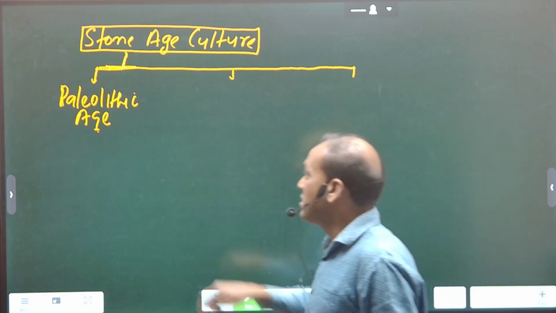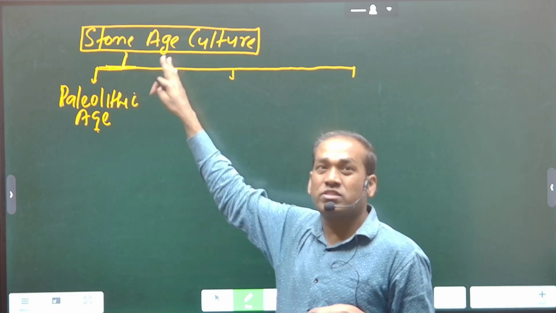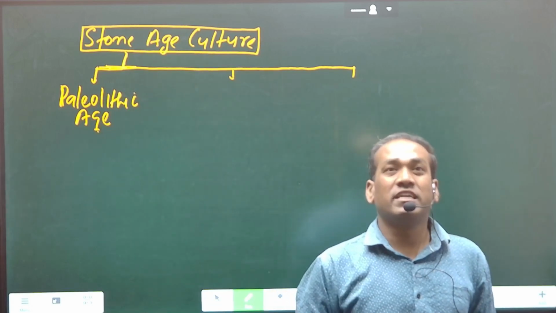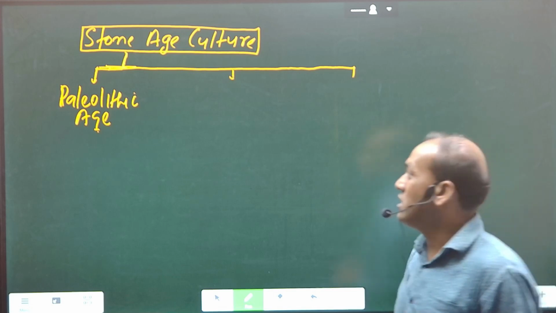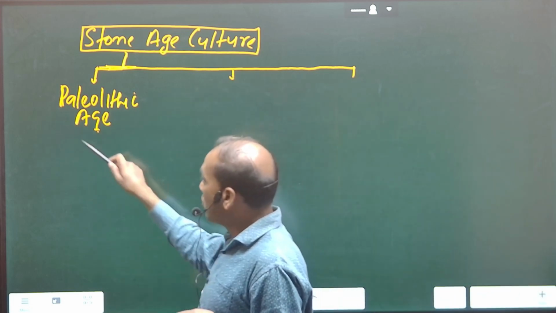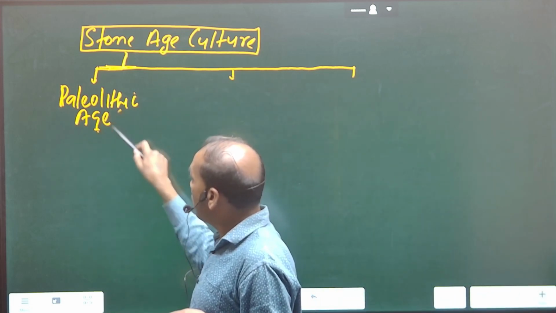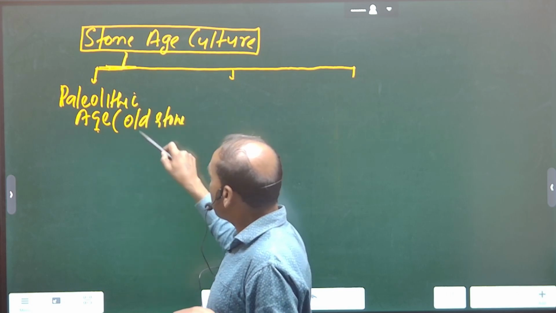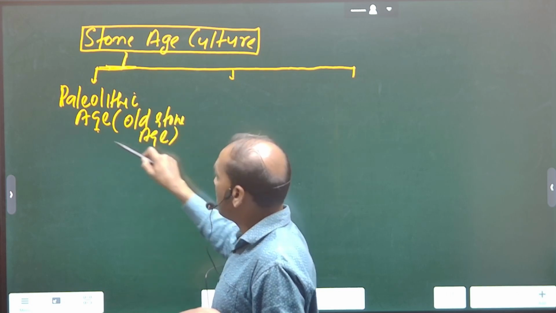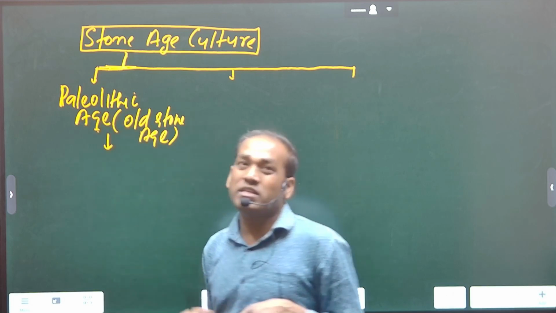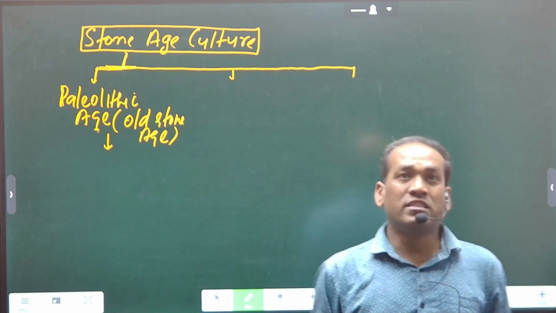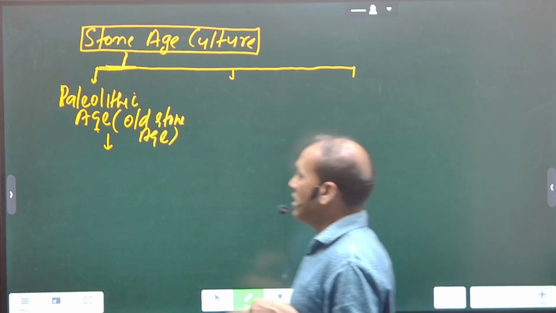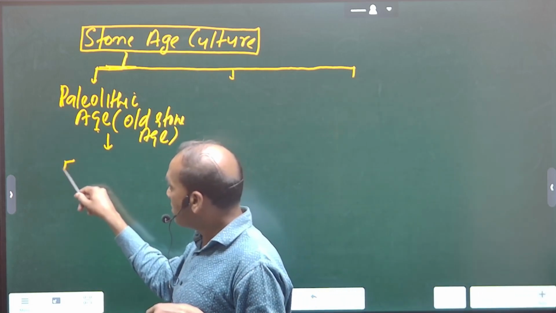Paleolithic age. This is the term Paleolithic used in history, but in general term you can say Old Stone Age. Old Stone Age. The time period given for this Paleolithic age or Old Stone Age is how much?